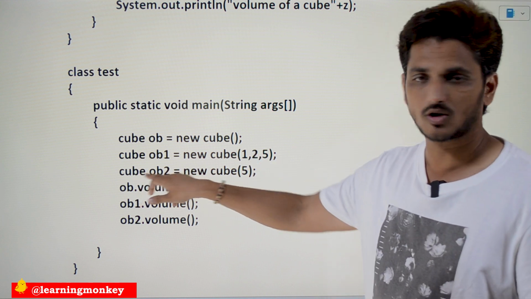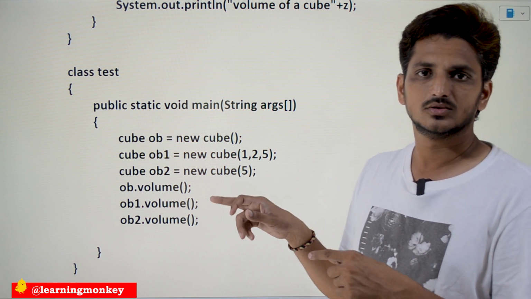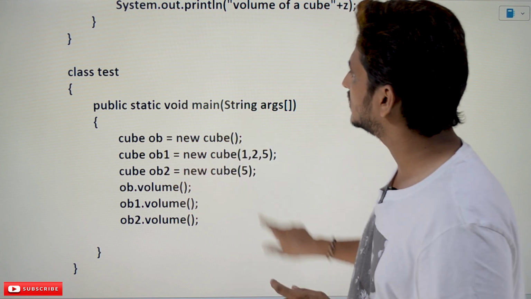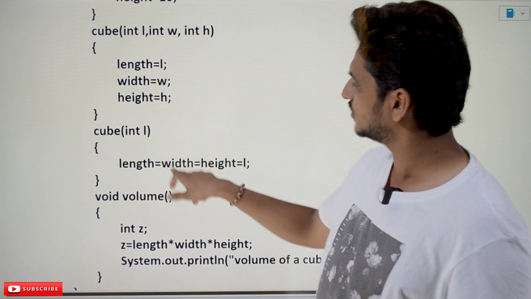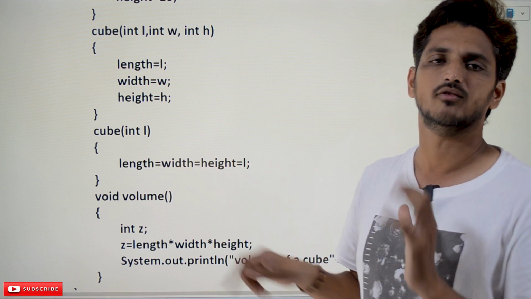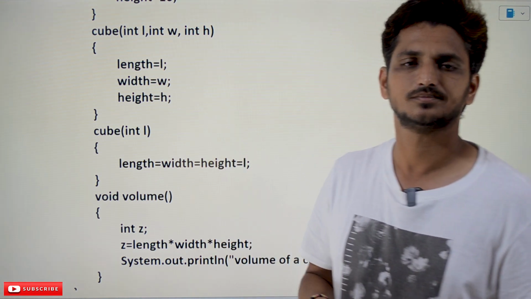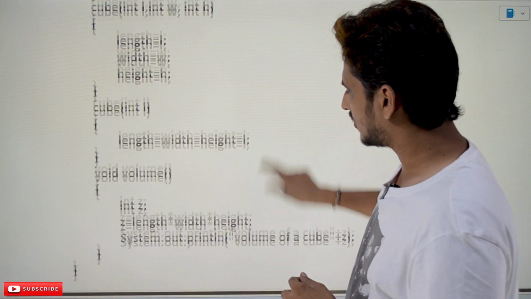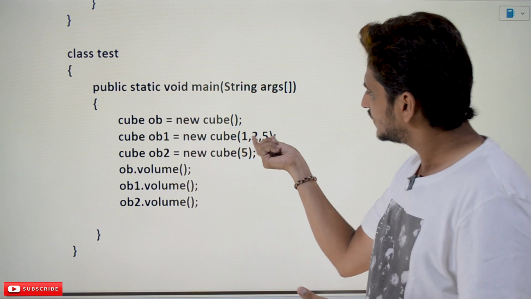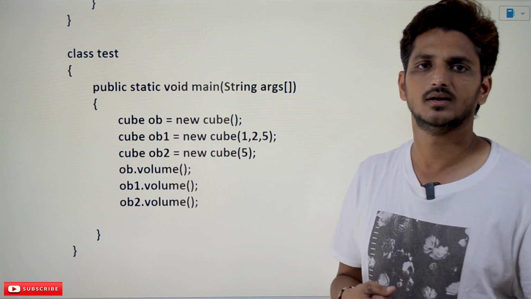Now we are defining one more object. Cube ob2 is equal to new Cube(5). Which constructor is it matching? The third one. It is going to call the third constructor, which sets length is equal to width is equal to height is equal to L. What is the value of L? 5. So this is how constructor overloading works. Whenever we define the object, according to the matching, the constructor is going to be called.